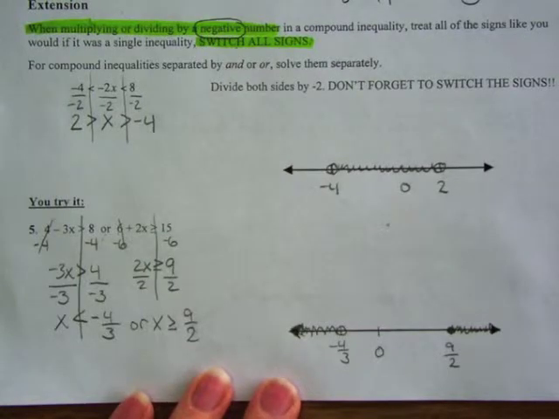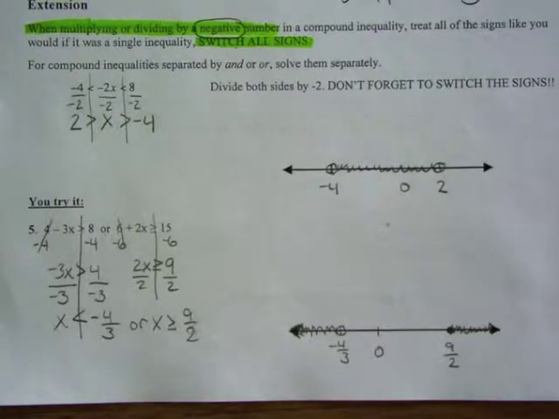Okay, there's not a big difference with the extension, but the one piece you have to be careful about is what's highlighted at the top. When you're multiplying or dividing by a negative number, be sure to switch your sign.